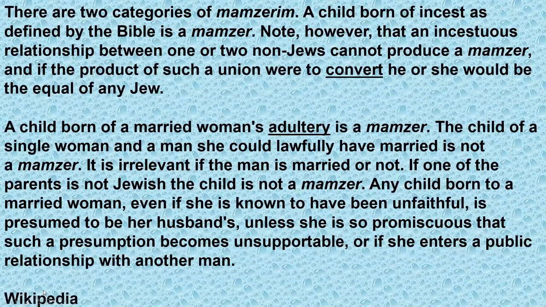Okay. And then there are two categories of mamzer. There's incest, and then there's also the child born of a married woman's adulterous relationship. That would be, again, remember we said adultery is only because a married woman is involved with someone who's not her husband.